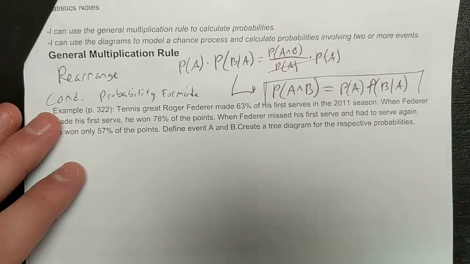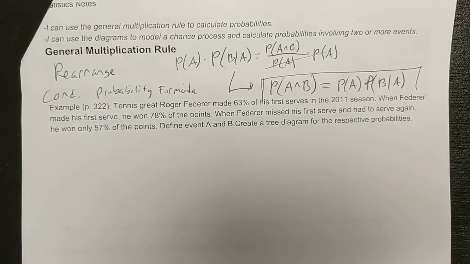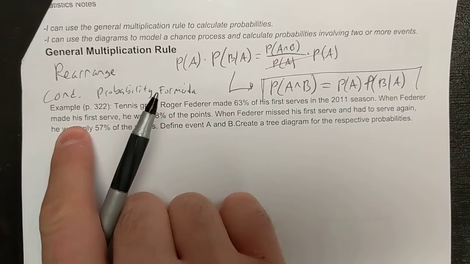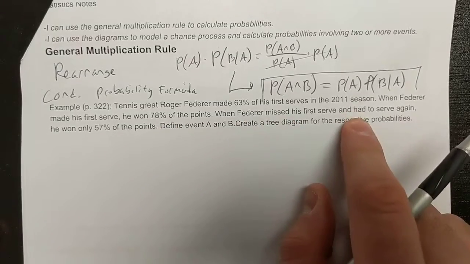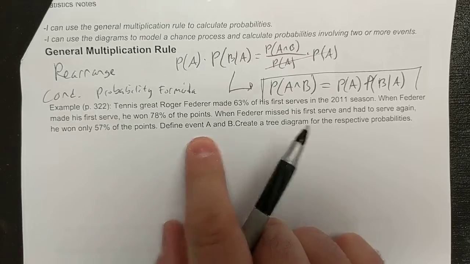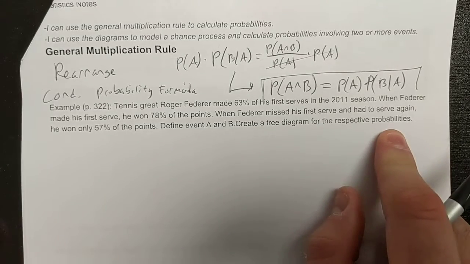We'll show you how this equation changes for independent events. So an example: tennis great Roger Federer made 63% of his first serves in the 2011 season. When Federer made his first serve, he won 78% of the points. When Federer missed his first serve and had to serve again, he only won 57% of his points. Define event A and B, and then create a tree diagram for the respective probabilities.